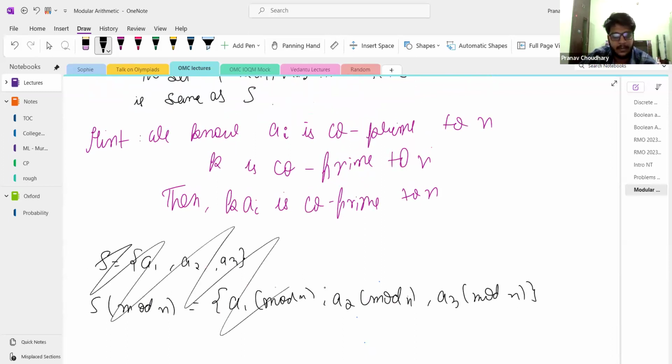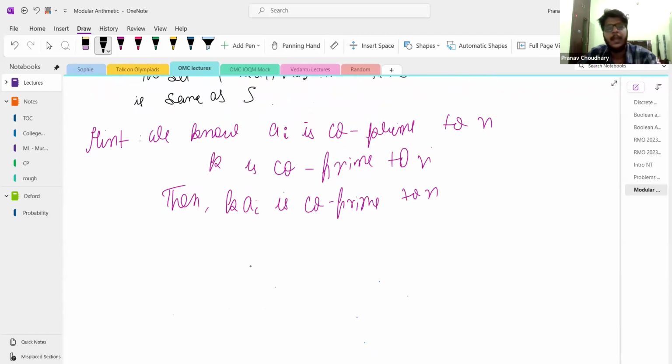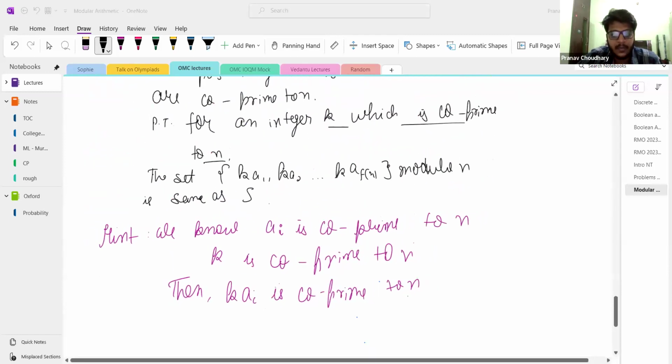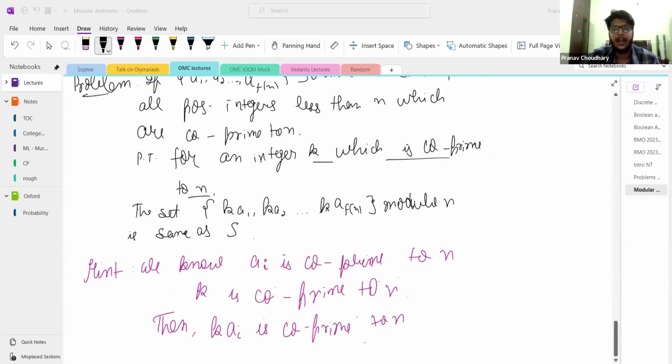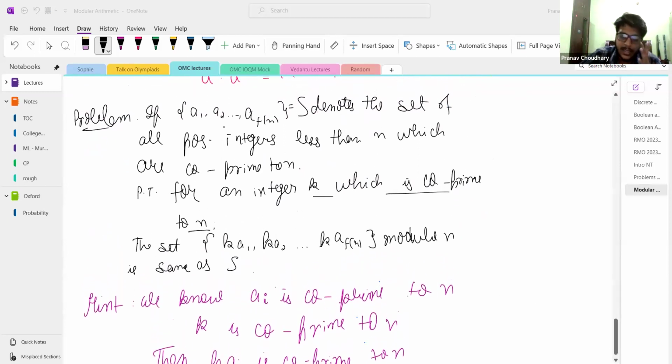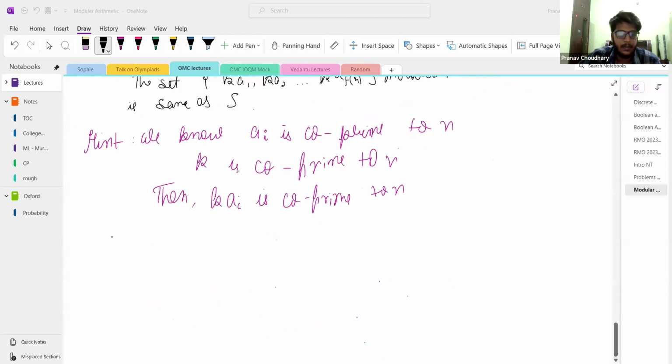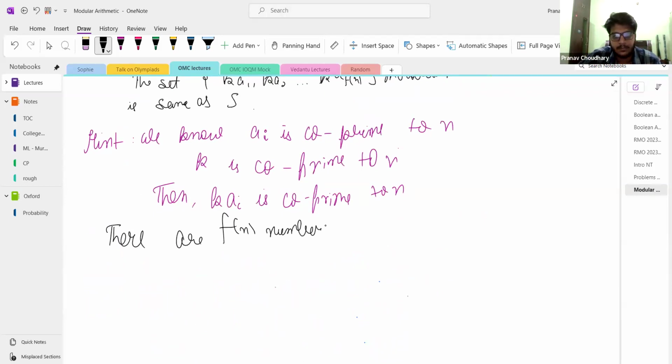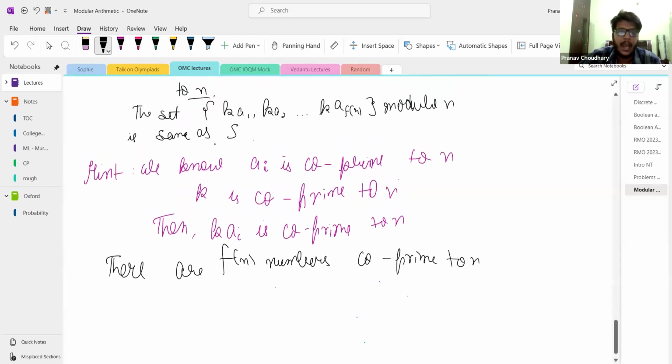Yes, Atharv, that's correct. Okay, I'll just give you the proof now. So I got that each of these numbers is co-prime to n, right? See, I know that there are f of n numbers co-prime to n, and each of these numbers in here is also co-prime to n. And I know that these are exactly f of n numbers as well.